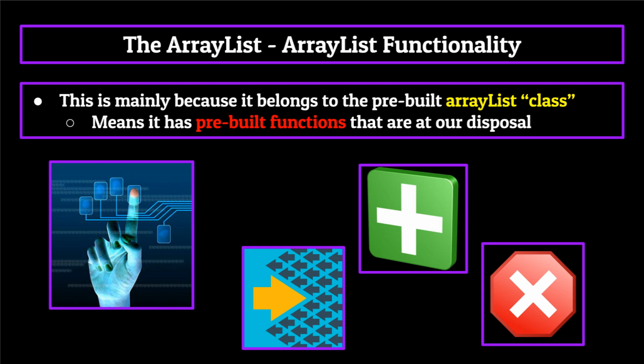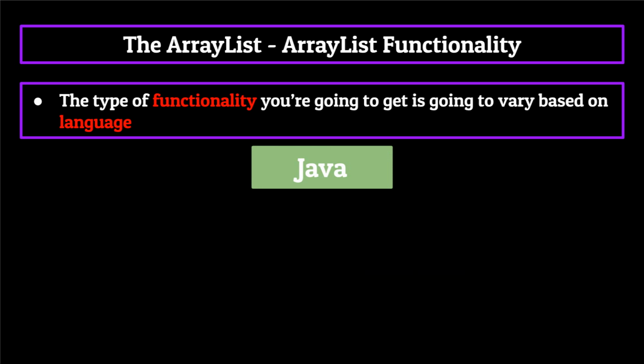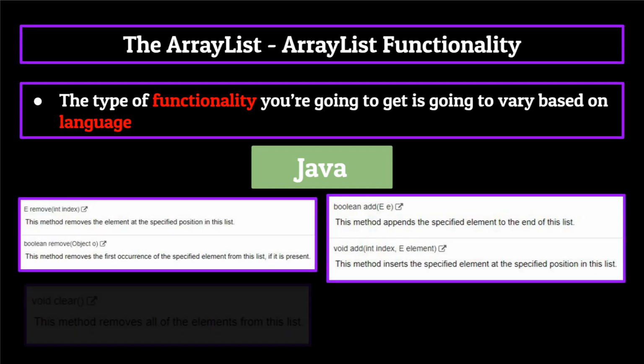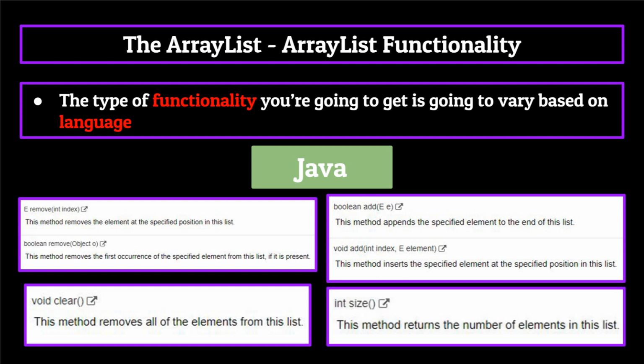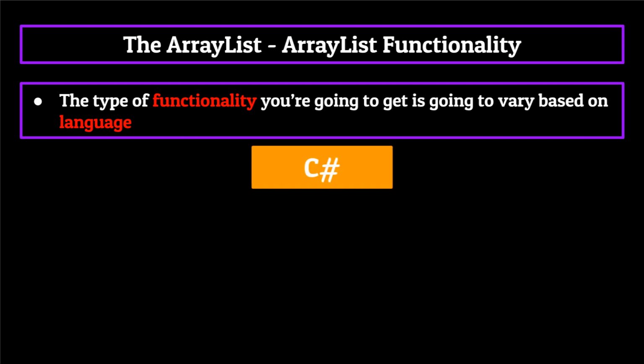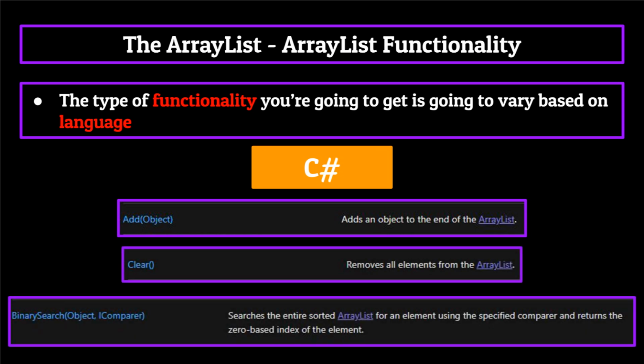Now the types of methods that you're going to get will vary based on language. For example, in Java, you'll have a variety of methods to use, including ones to add elements to the ArrayList, remove them from the ArrayList, clear the ArrayList entirely, return its size, etc., as well as tons of other more specific functions. In another language though, such as C#, you'll have some of the same methods as the Java ArrayList, but you might also have some methods that the Java version does not, and vice versa. The C# version might not have some of the methods that the Java version does. The same is going to apply for any other language you use which might implement the ArrayList data structure.